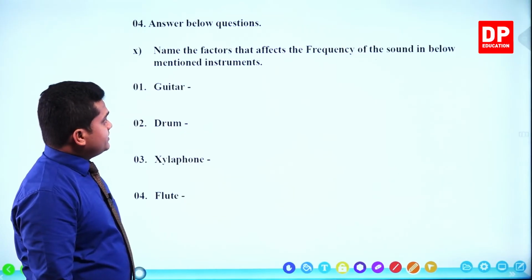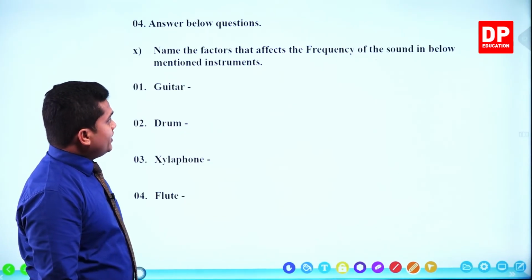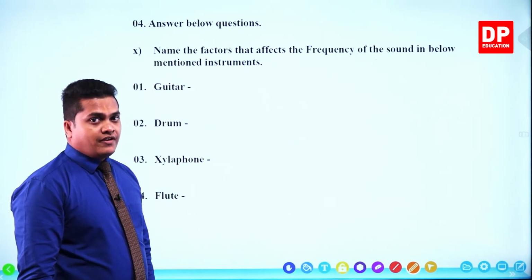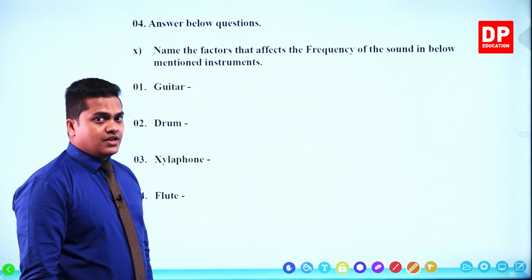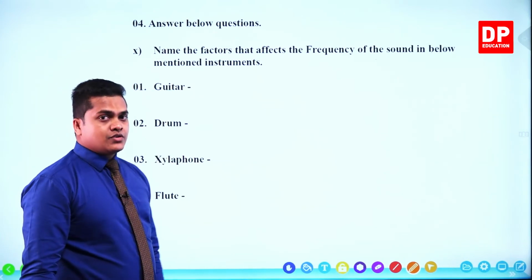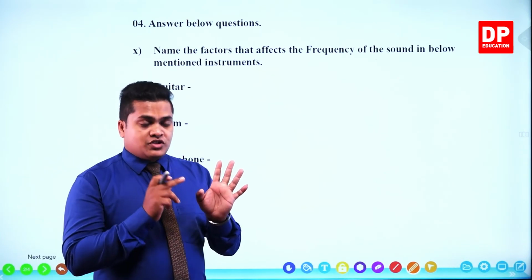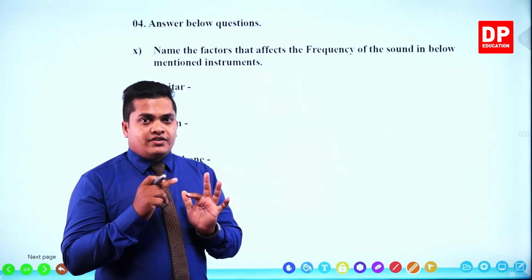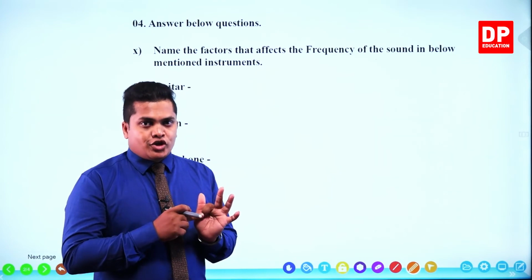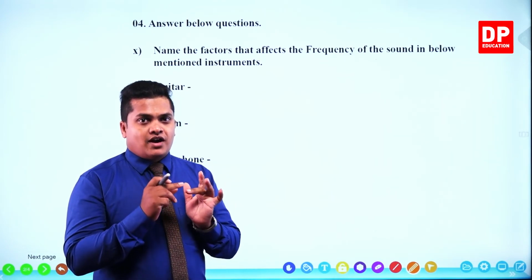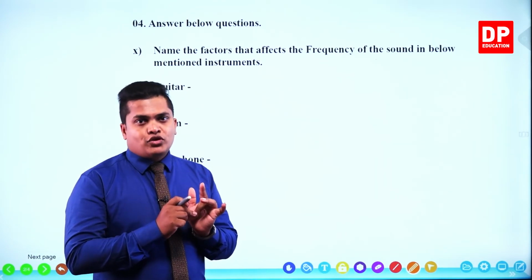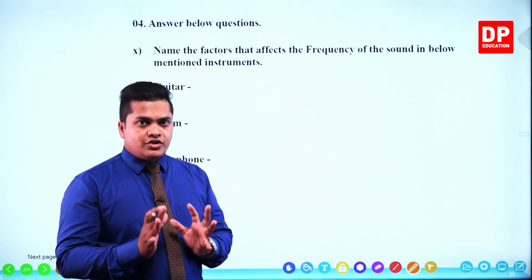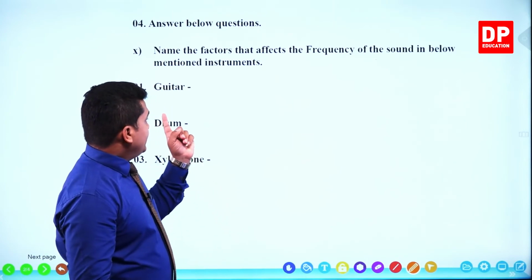Name the factors that affect the frequency of sound in the below mentioned instruments. So you have to write down the factors which affect the frequency of sound. Guitar. In a guitar, the first one is the thickness of the string. Second one is the tension of the strings. And the third one is the length of the string. Those are the 3 factors which control the frequency in a guitar.